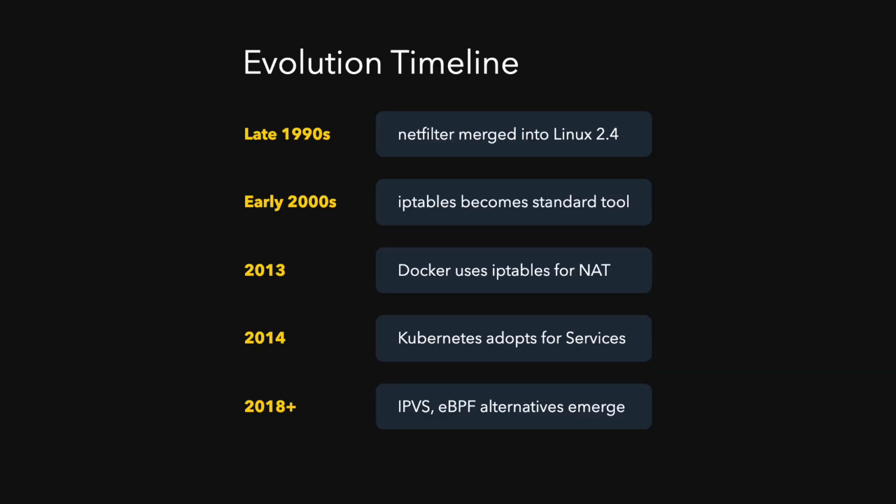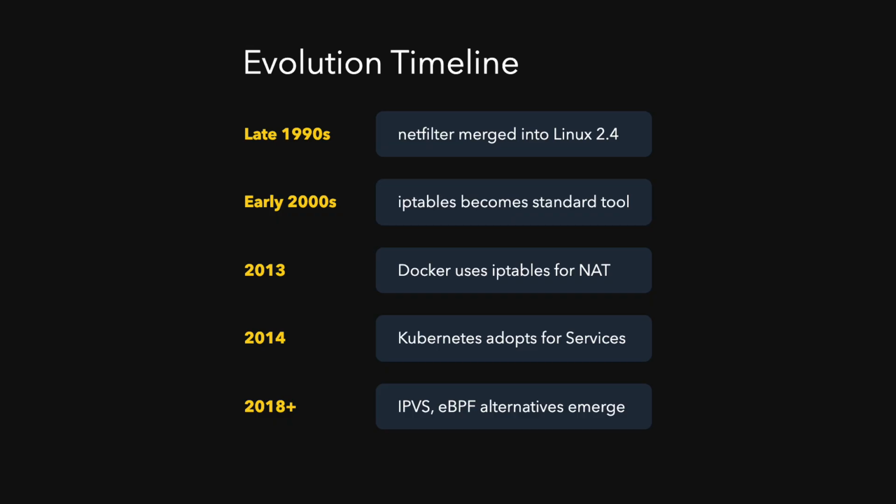Before containers and Kubernetes, iptables was primarily a firewall tool. System administrators used it to allow or block traffic to servers. But when Docker emerged, iptables took on a new role. It is enabling container networking. And the evolution is very simple.